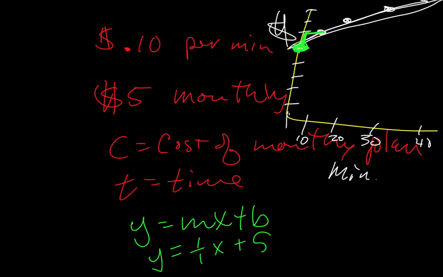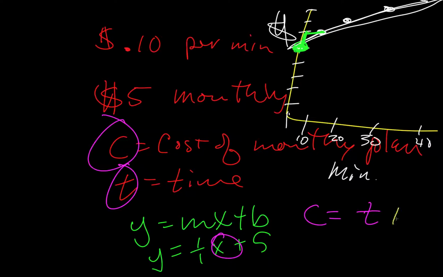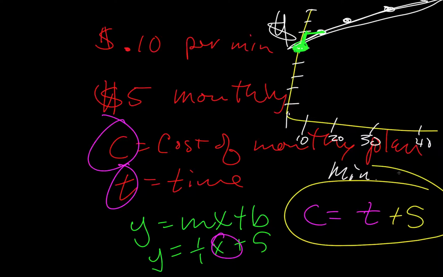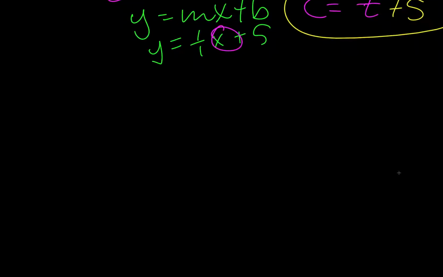And now all we need to do is replace all the pieces with what we have. So the cost of the monthly plan is what we're using for our y. The time would be x. And then 1 over 1 is just 1, but we don't need to write that. And then we have our plus 5. So it's going to be C equals t plus 5. Okay, moving on.